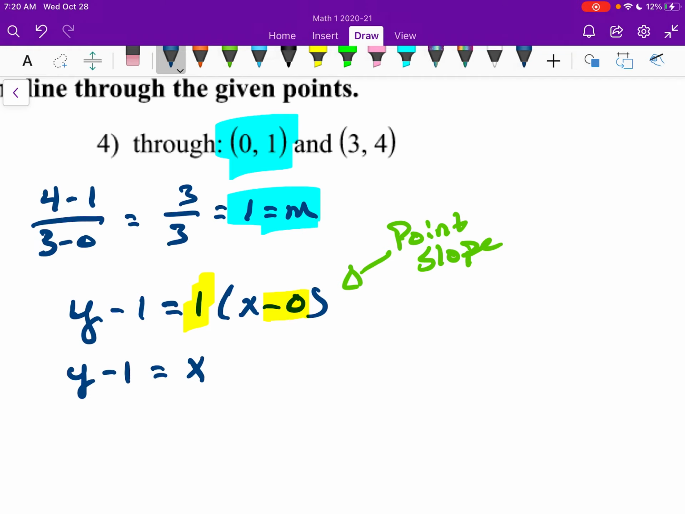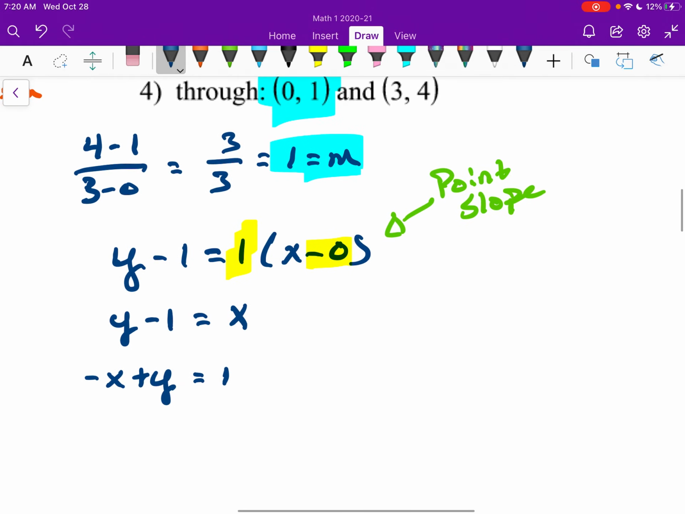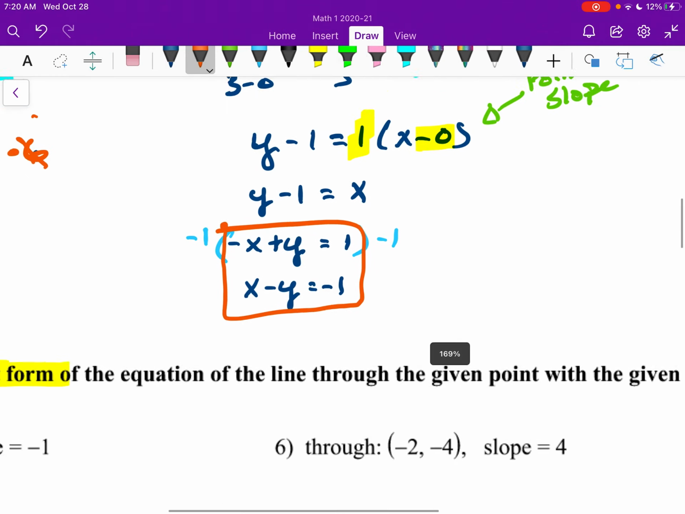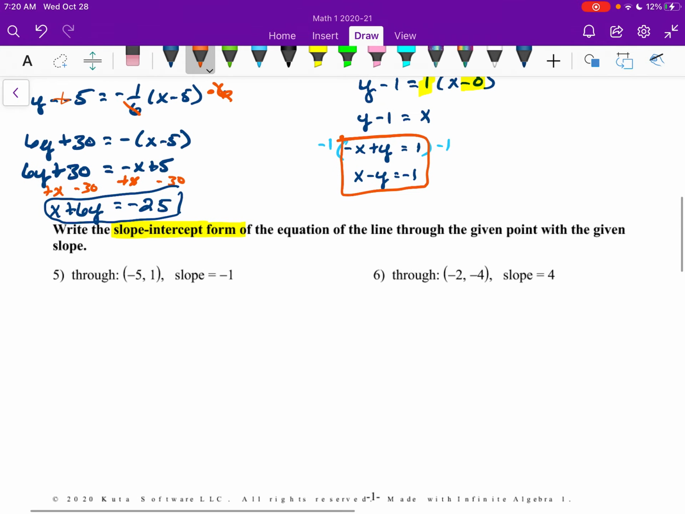We'll subtract x and put it on the left, so we're going to have negative x plus y, and we're going to have our 1 go to the other side, so we have a 1. Now, like I've talked about in the first two problems, sometimes we want to multiply by negative 1 on both sides here, and we would get x minus y equals negative 1. So one of these two answers will be listed.